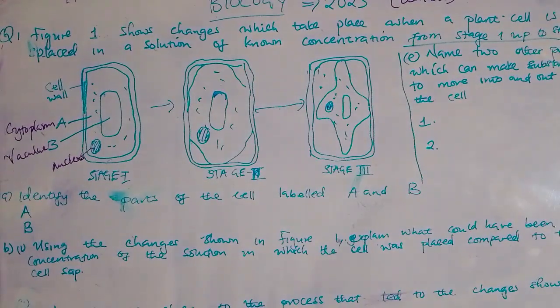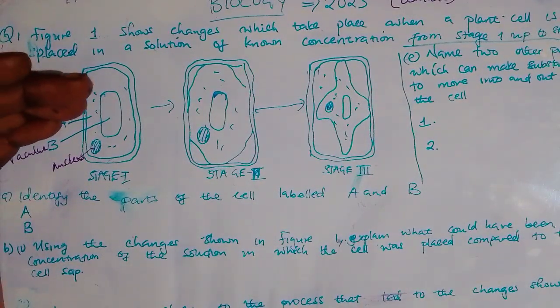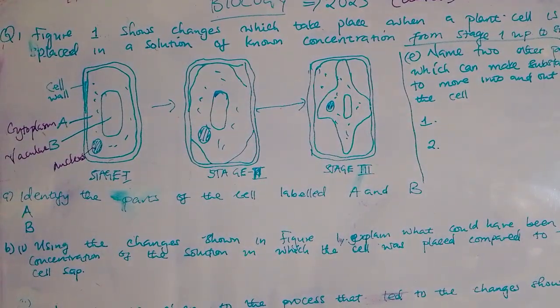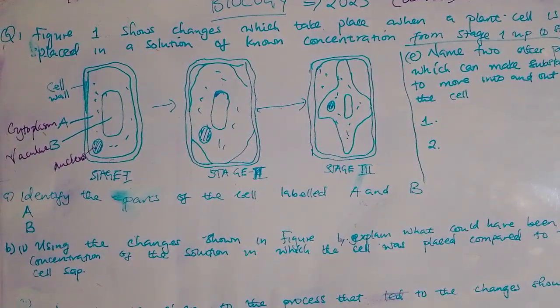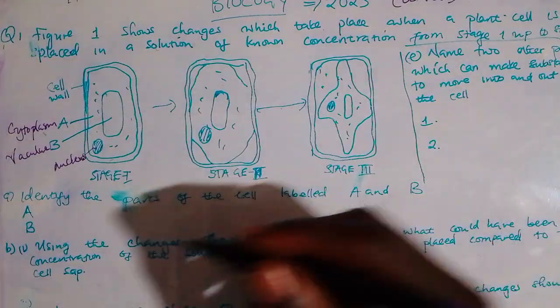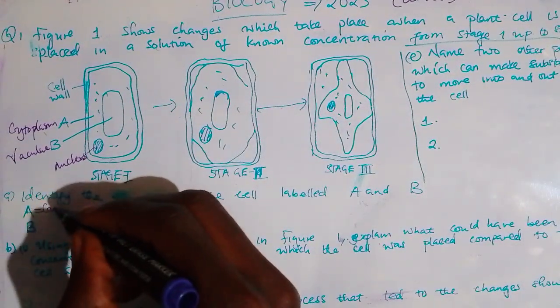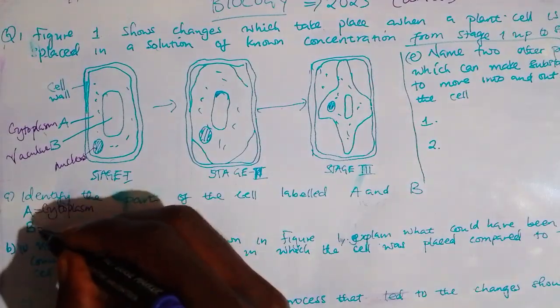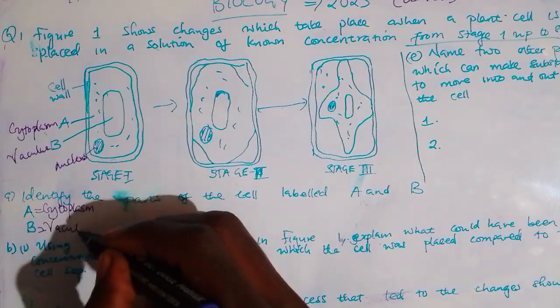So don't get yourself confused with the vacuole and the nucleus. These are two different things. Then here now you can write: A is the cytoplasm. Then B is the vacuole.